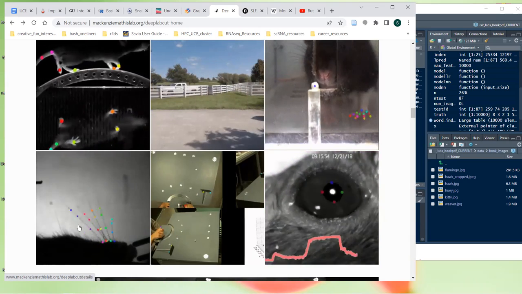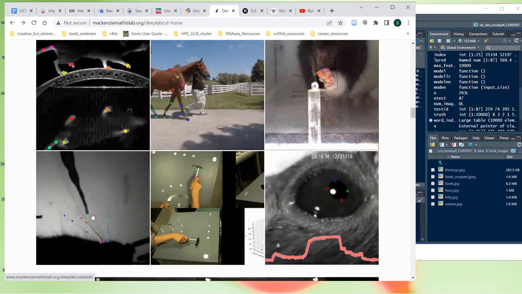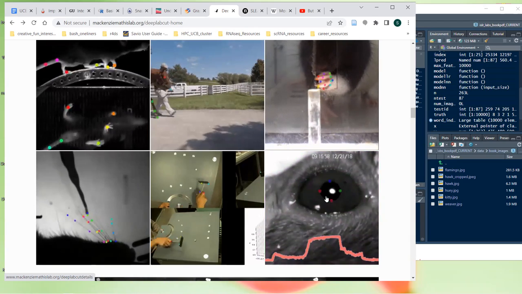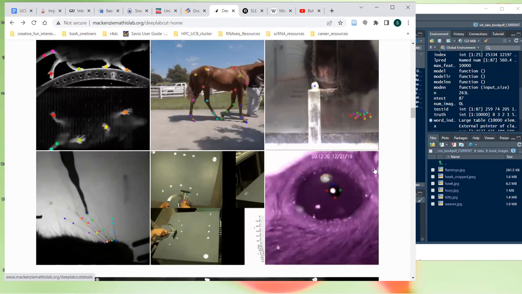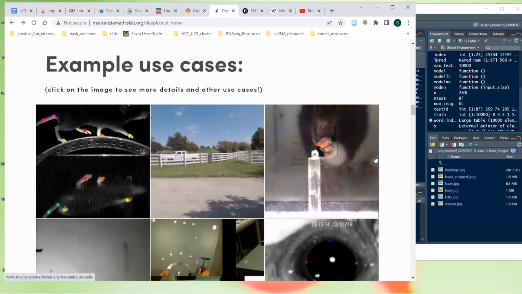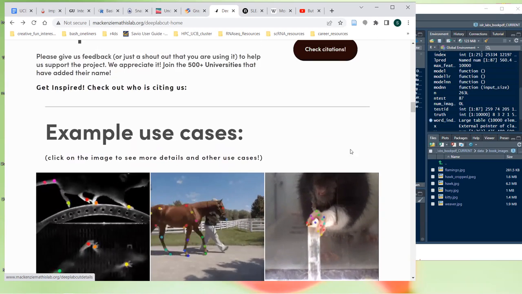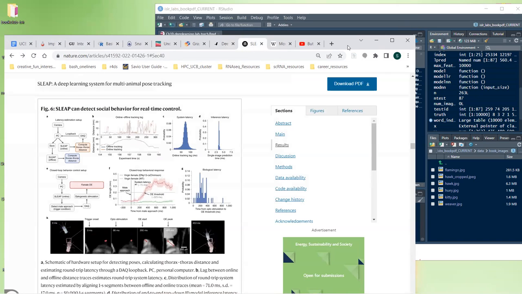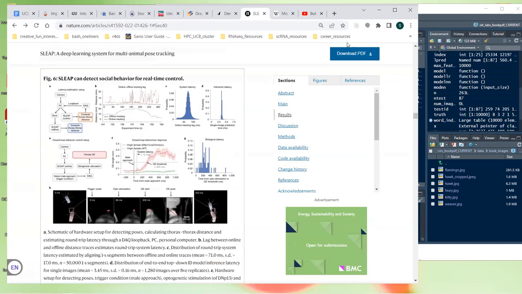This is rat whiskers, which is usually done for the somatosensory cortex in rats, and then human. And this is pupillometry. Okay, so this is one of the tools that's being used. And then the next one, they also had a presentation, is this LEAP algorithm. So it's very similar to this DeepLabCut, also using a convolutional neural network.